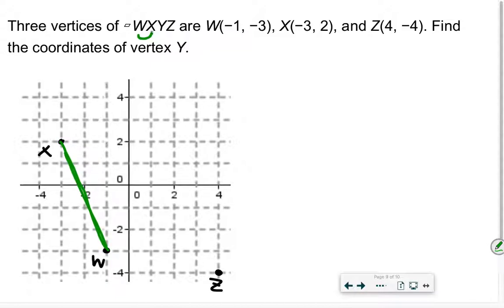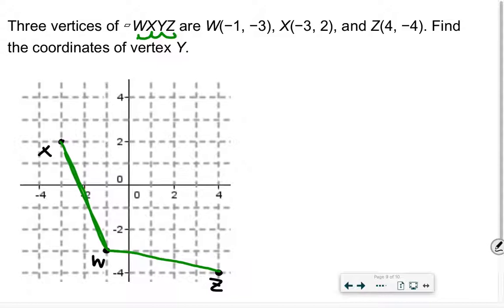X is going to connect to Y, and I don't know where Y is at, so I can't really do much with that. Y will connect to Z, but then Z will connect back to W. So I know for sure that W connects to X and that Z is going to connect to W, but I'm missing this point Y somewhere in here. That's going to close it off and make it a parallelogram.